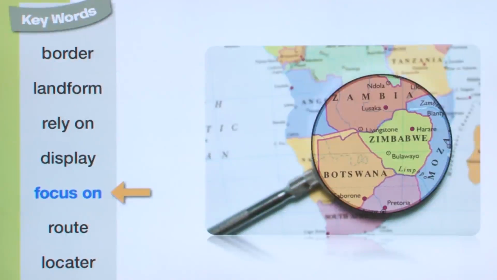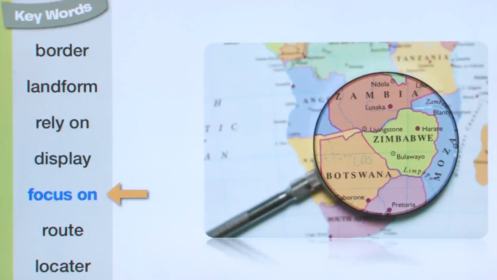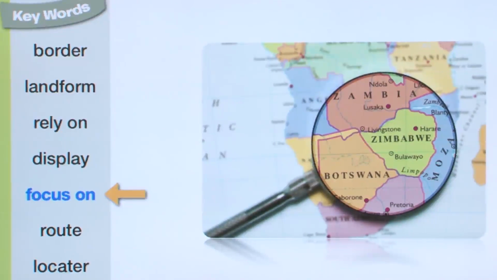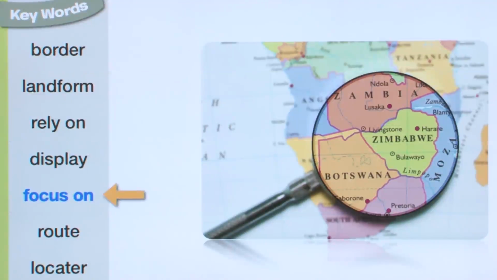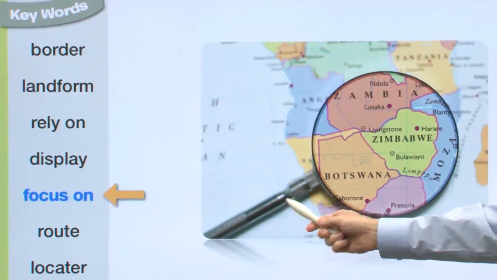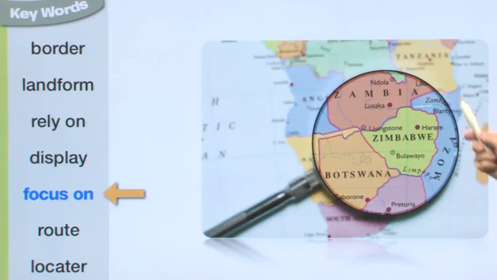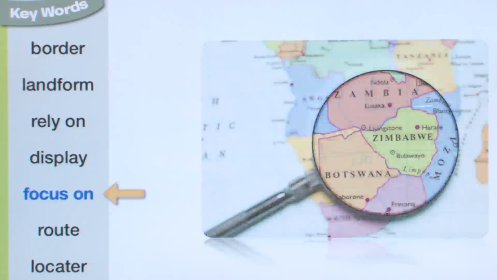Now focus on. With maps, we can look at and focus on specific areas, certain areas. And this is a magnifying glass. Magnifying glass. It makes things bigger. But we don't really need that. The purpose of the map is to focus on a particular area, a certain area.